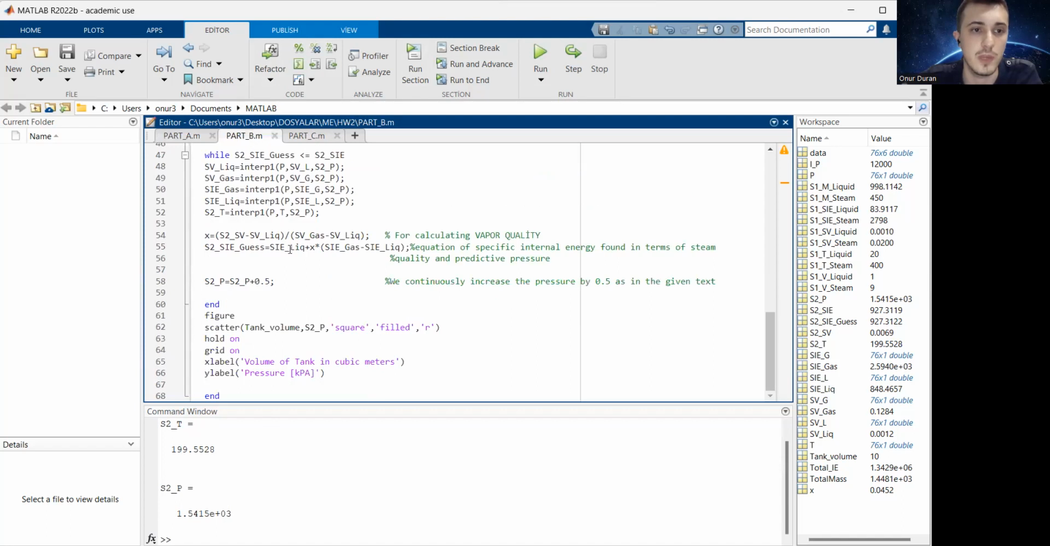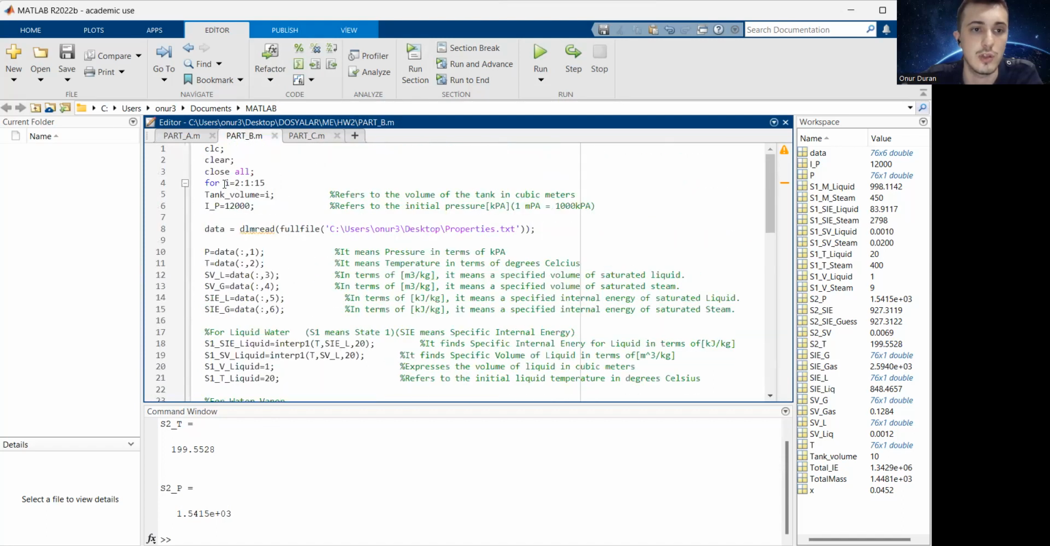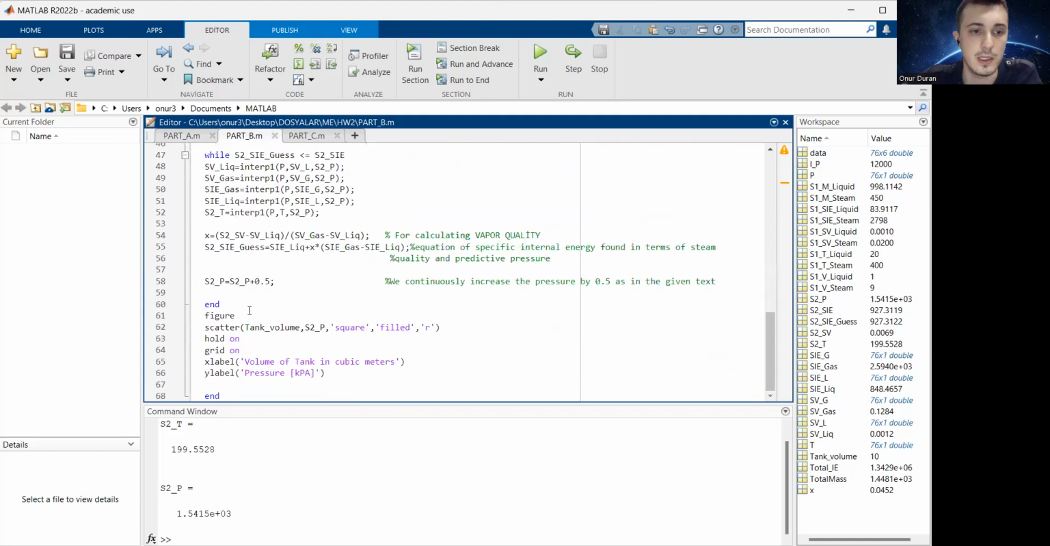Let's continue with part B. I use the for loop for creating the figure in part B. I defined the tank volume starting at 2 cubic meters and increasing 1 by 1, and it ends at 15 cubic meters. This is for creating the figure.